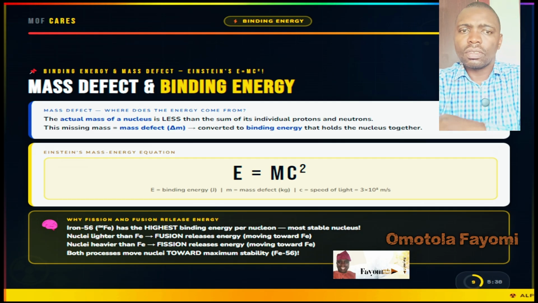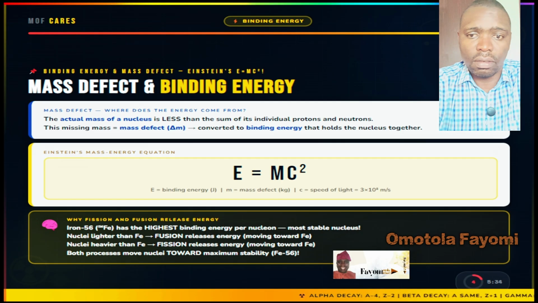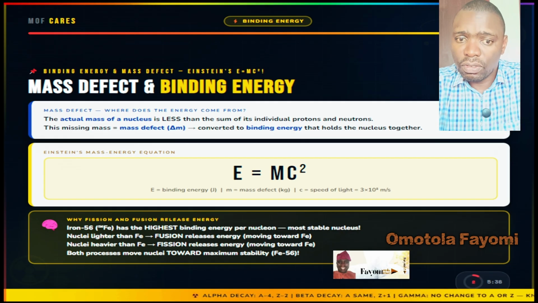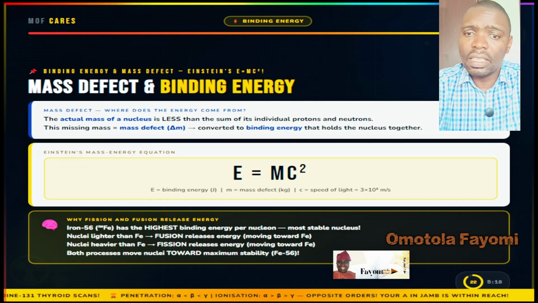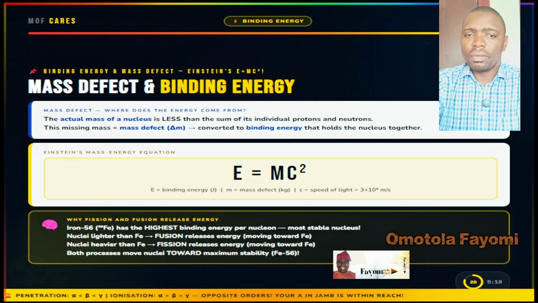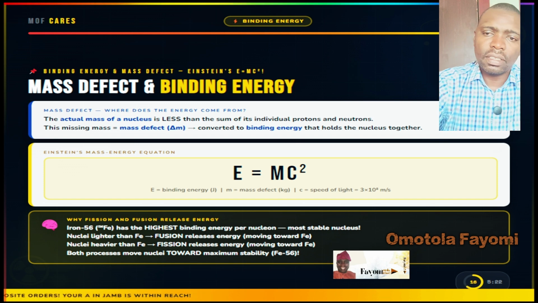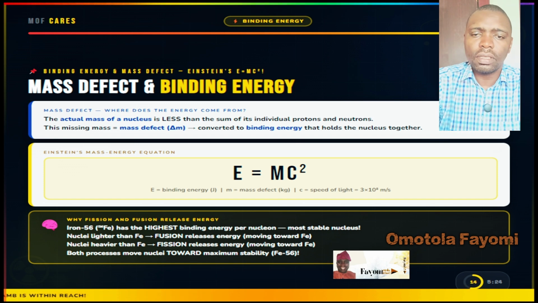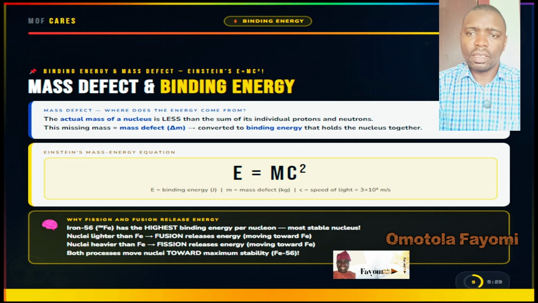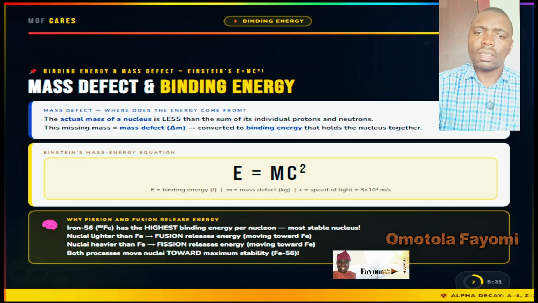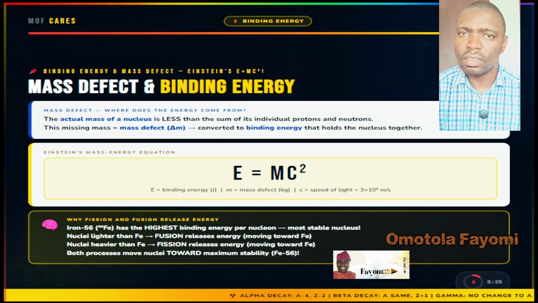Where does this missing mass go? Einstein's equation answers it perfectly: E equals mc squared. The missing mass has been converted into binding energy, which is the energy that holds the nucleus together. This is also the energy that would be needed to completely break the nucleus apart into individual nucleons. The binding energy per nucleon, that's the binding energy divided by the number of nucleons, tells us the stability of a nucleus.